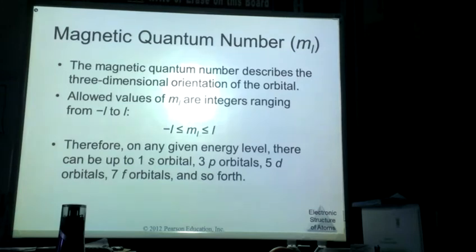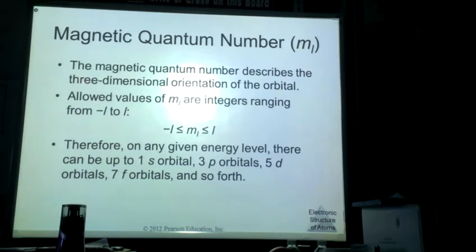The principal quantum number tells me what energy level we're at. The angular momentum quantum number tells me the shape of the orbital. So am I in the s orbital? Am I in the p orbital? Am I in the d orbital? The magnetic quantum number tells me, are the electrons lying along the x-axis? Are they lying along the y-axis? Are they lying along the z-axis? So the magnetic quantum number describes orientation, and that should be in 3D.